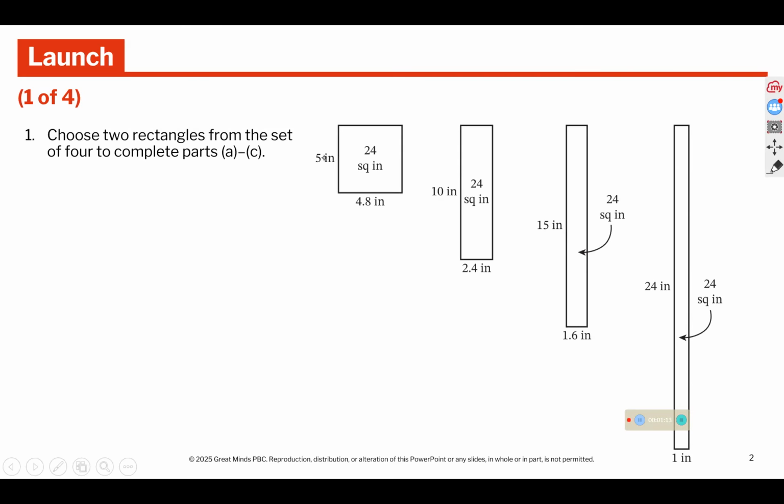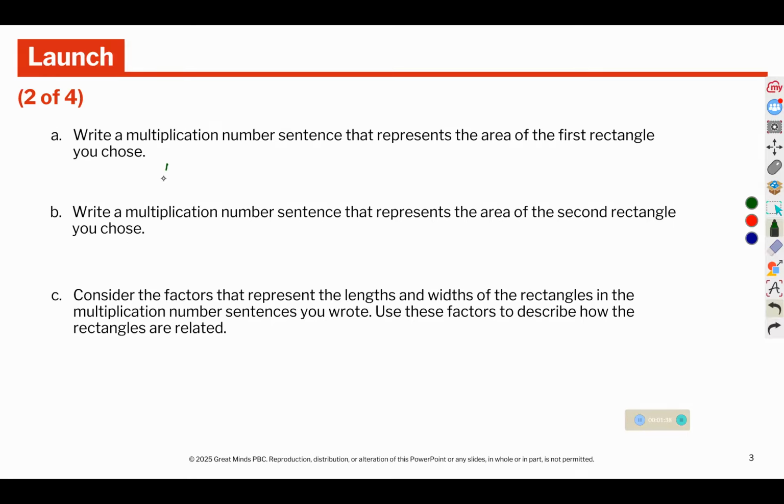4.8 times 5 equals 24. The multiplication sentence needs an equal sign. If it said expression, you could leave it without. Because it says sentence, we want that equal sign. To find the area of a shape, you do the base times the height, or sometimes they refer to it as the length and the width. So 4.8 times 5 equals 24.